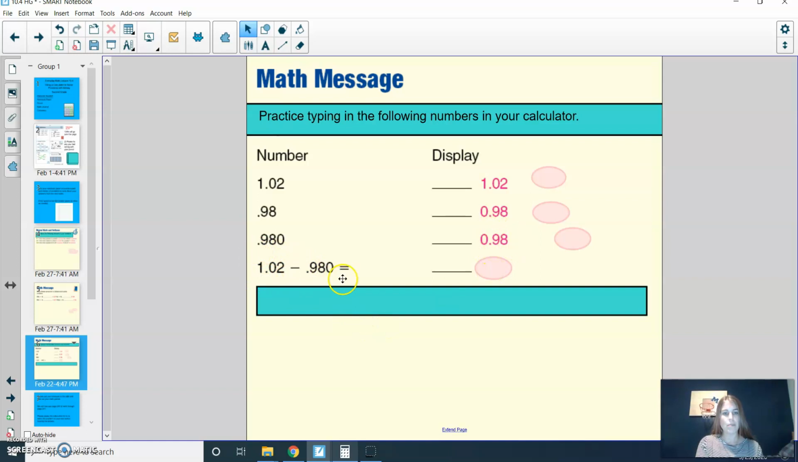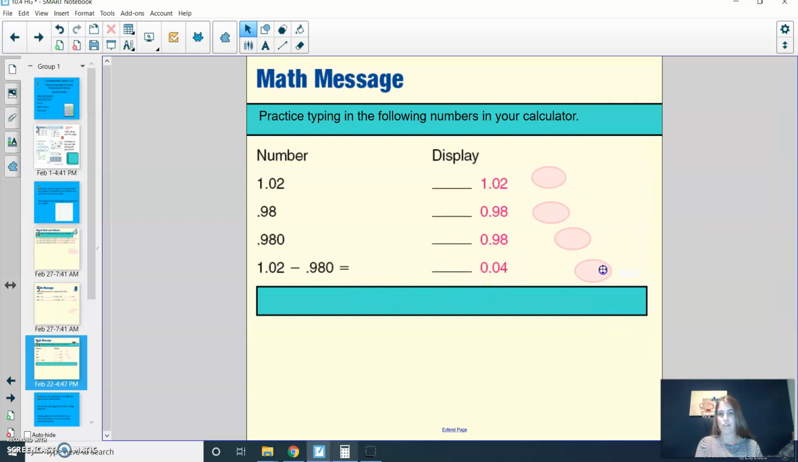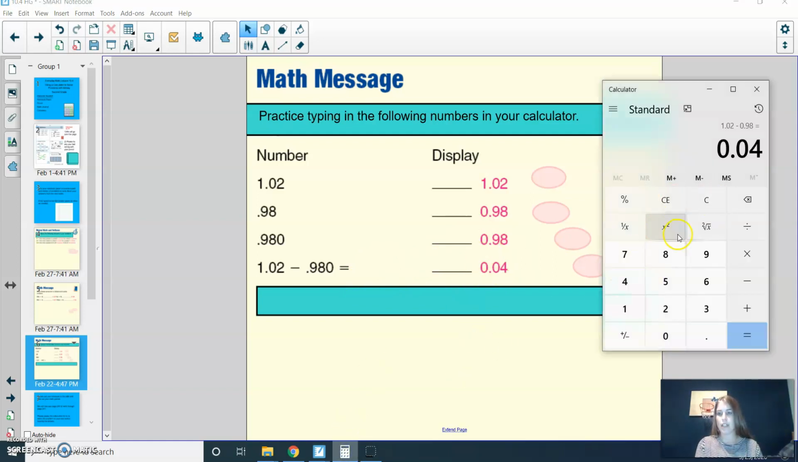Let's try one more, but when we're subtracting. I'm going to hit clear. I'm going to type in 1.02 minus decimal point 980. Notice how it automatically put that 0 in front of my decimal point, which is great. Then if I hit equals, it took that 0 off and it answered the question for me, giving me 0.04.